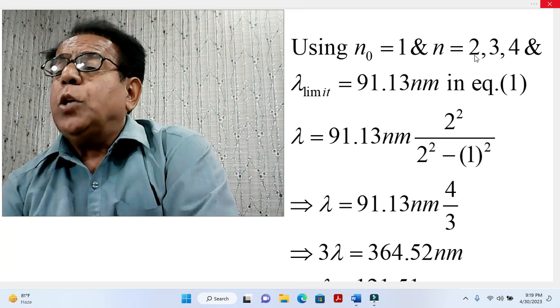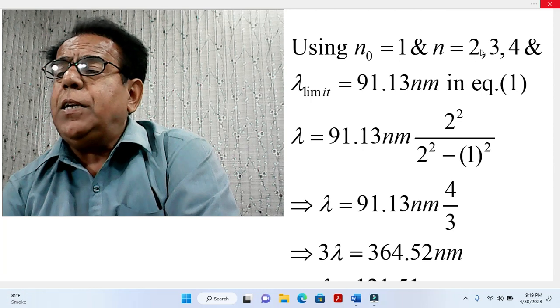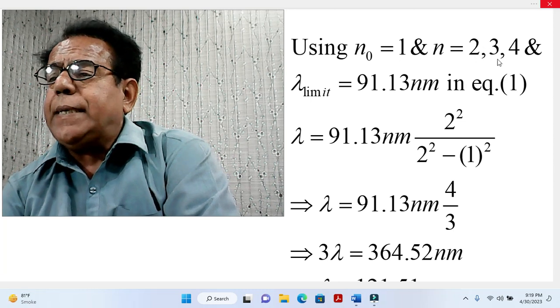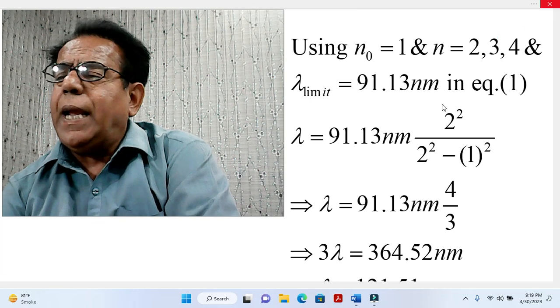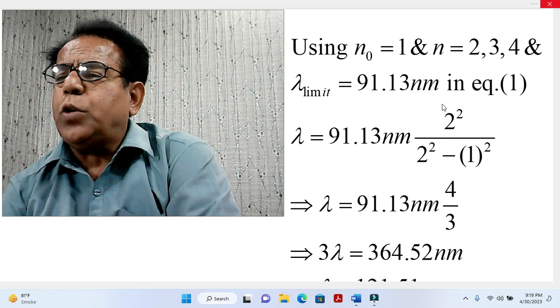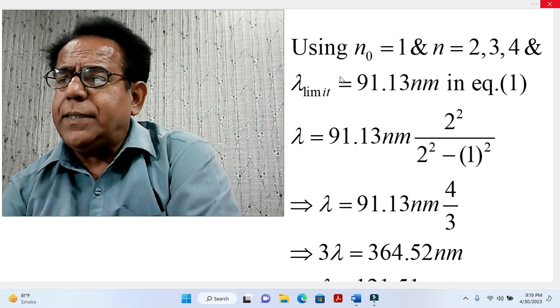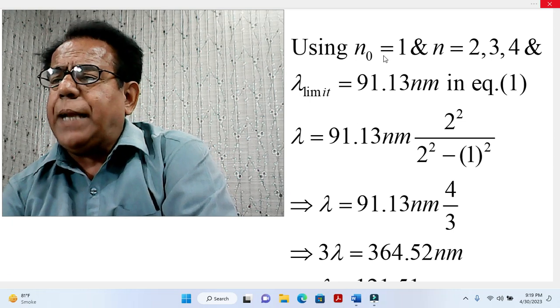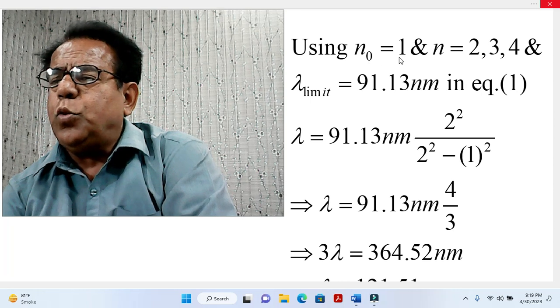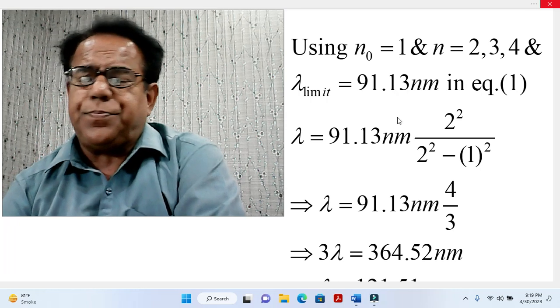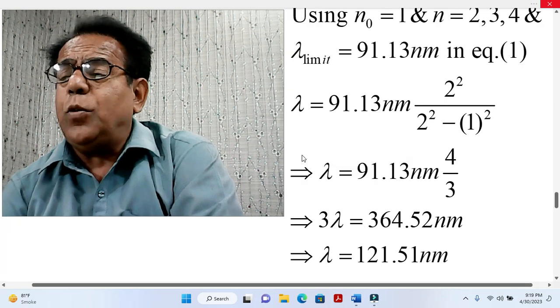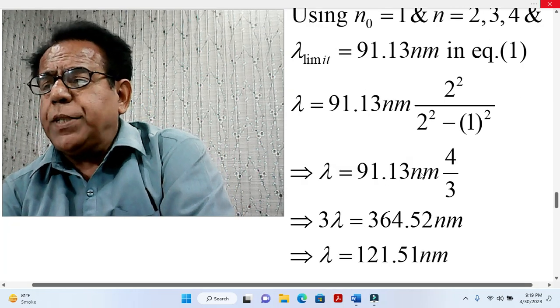So first time we will put n equal to 2, second time we will put n equal to 3, and then we will put n equal to 4, and we will find these three values. In other words, n naught will be 1 always. Anyhow, lambda is equal to this.